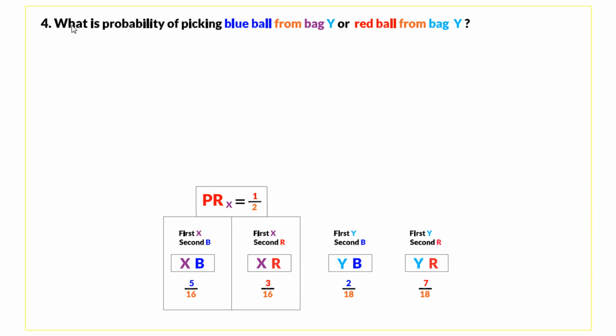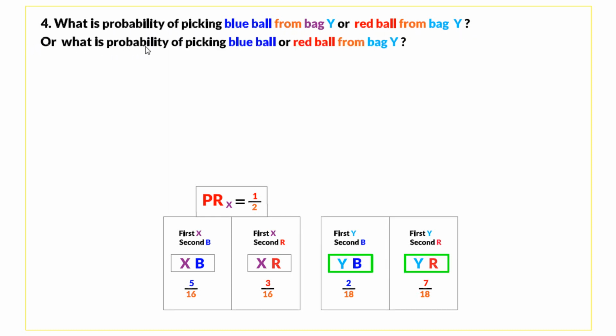Question number 4, what is the probability of picking blue ball from bag Y or red ball from bag Y? Or what is the probability of picking blue or red ball from bag Y? So we may pick blue from bag Y or red from bag Y. So the probability is the sum of the probabilities of these two events, and that is again 0.5.